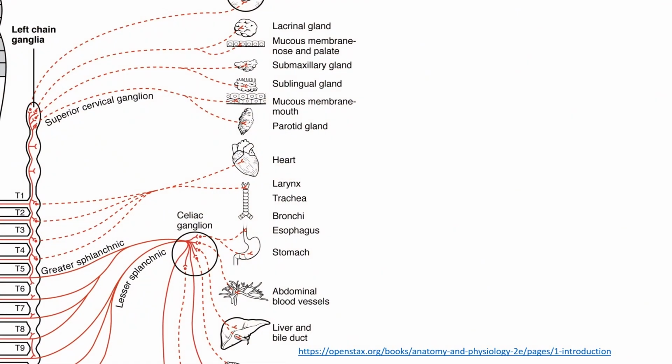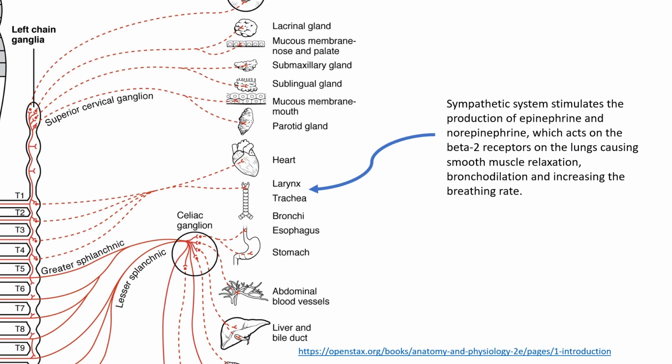The fight or flight response is mediated by the autonomic nervous system, especially the sympathetic nervous system. So what does the sympathetic nervous system do? It produces epinephrine and norepinephrine, and they act on the beta 2 receptors on the lungs. When epinephrine and norepinephrine sit on the beta 2 receptors, what is the outcome? It produces smooth muscle relaxation, bronchodilation, and it also increases the breathing rate.